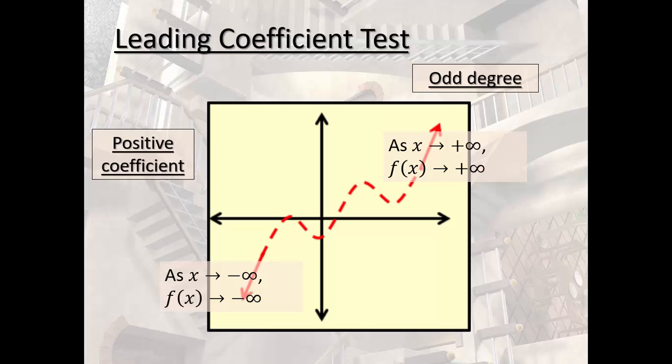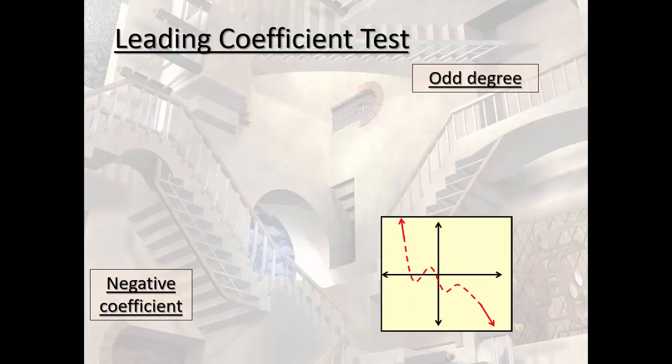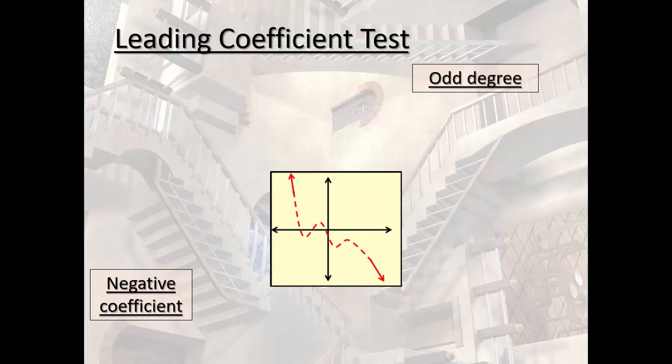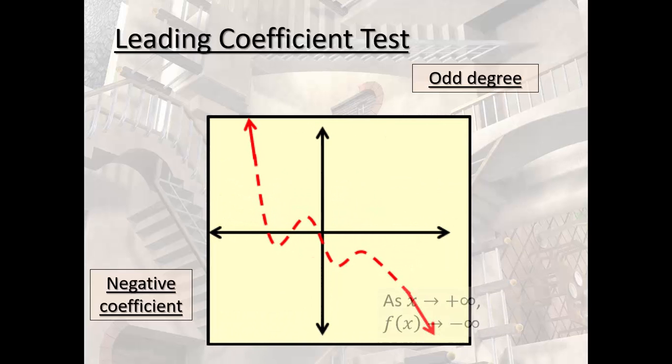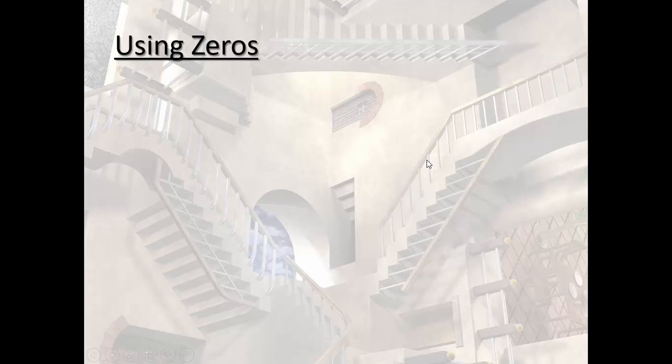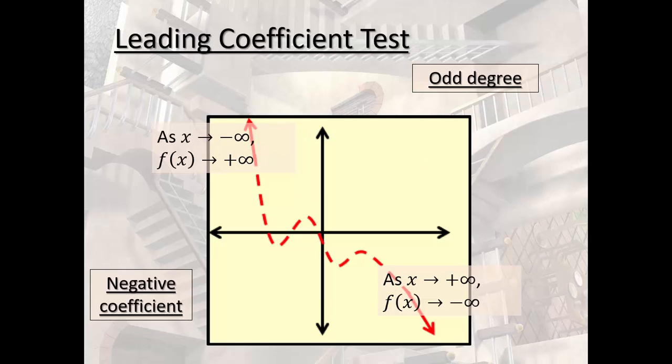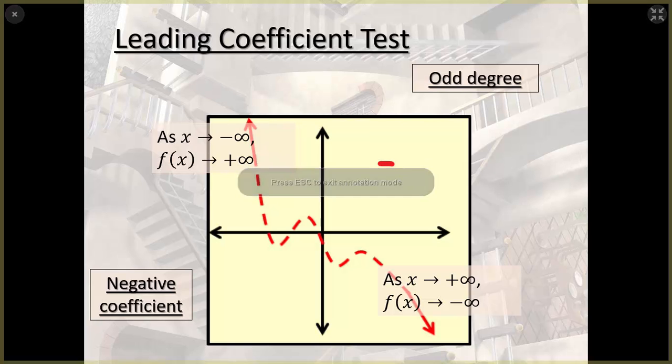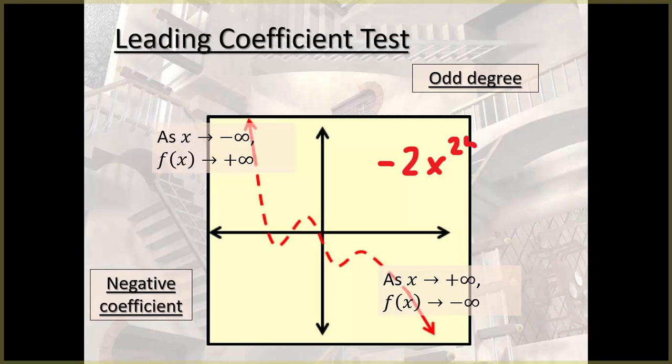And lastly, an odd degree with a negative coefficient. For example, a negative 2x to the 25th there. Odd degree, negative coefficient, regardless of what comes after, you know it's going to do this.